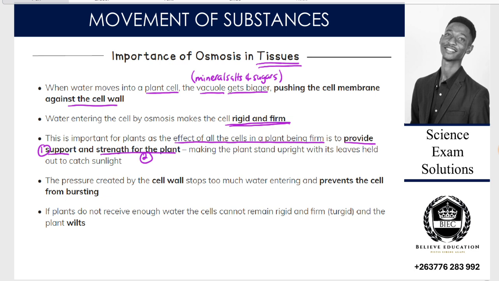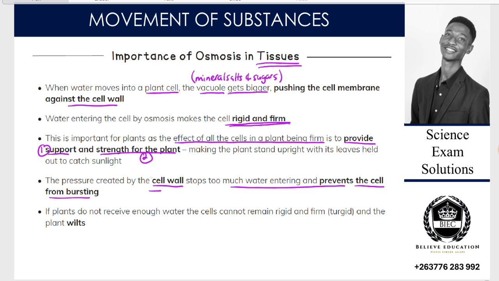So when you see our plant standing well with its leaves shining, it is because of what? Turgidity. And when you see our plant drooping and lying down, it's because of excessive loss of water from all of them. So the plant cells are no longer turgid. And then the pressure created by the cell wall stops too much water from entering and prevents the cell from bursting.